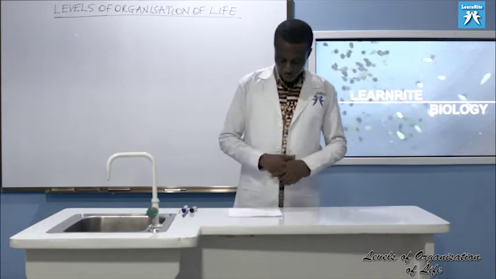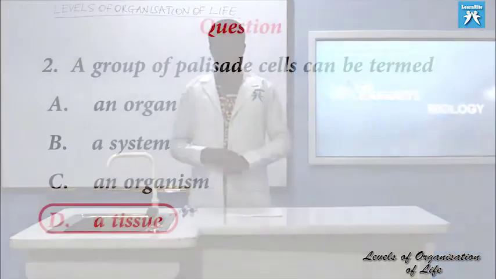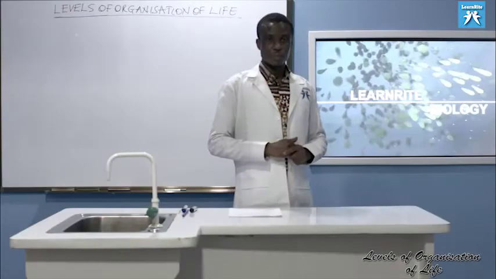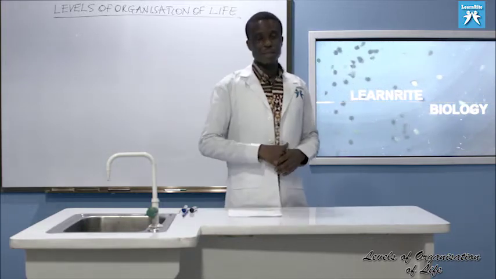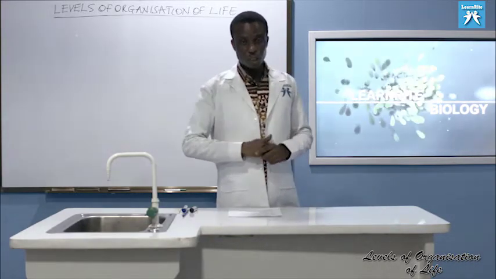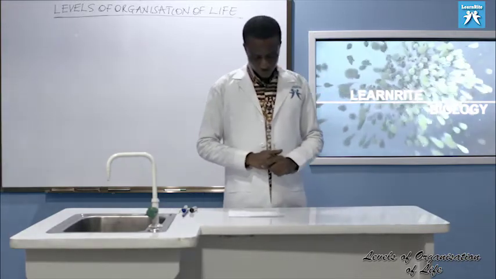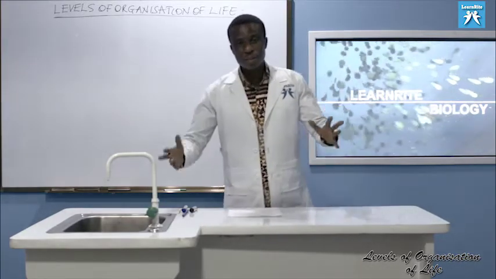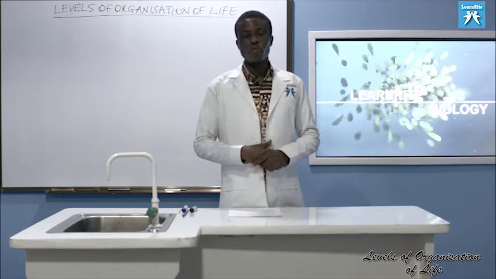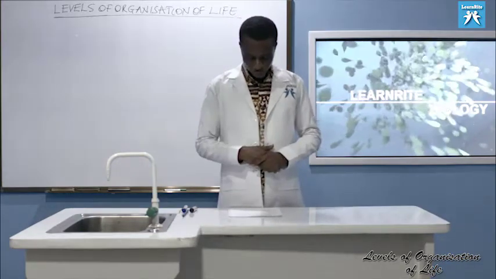So the answer is a tissue, a group of palisade cells. One palisade cell is a cell. But palisade cells is a tissue. So a group of palisade cells and epidermal cells. Palisade cells, epidermal cells, xylem cells will form an organ because that's the leaf.